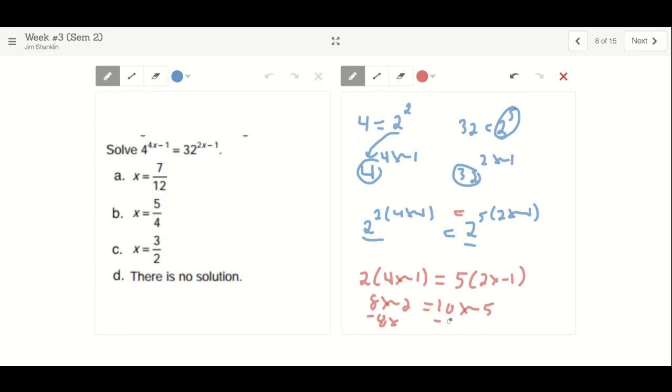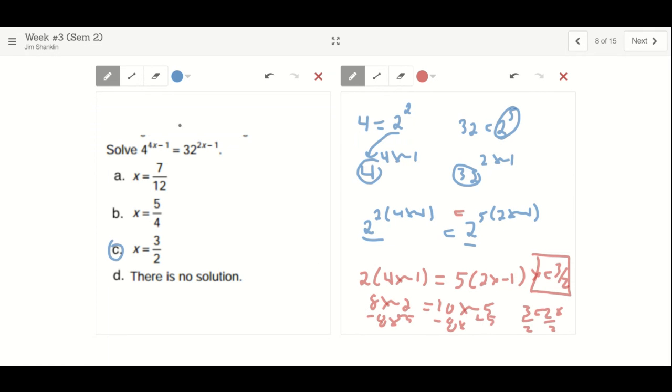I'm running out of room here, guys. All right. So that leaves me with what? And I'm going to add 5 to both sides right away so I can get rid of that. And so I end up with 2x equals 3, I think. 2x equals 3. I think that's right. And then I'm going to divide through by 2. So x equals 3/2.